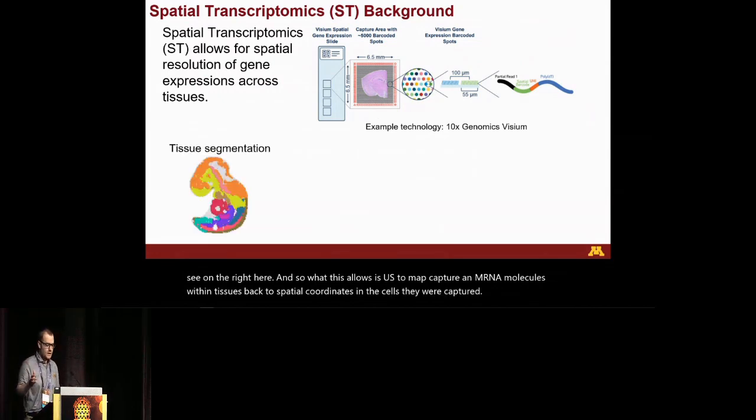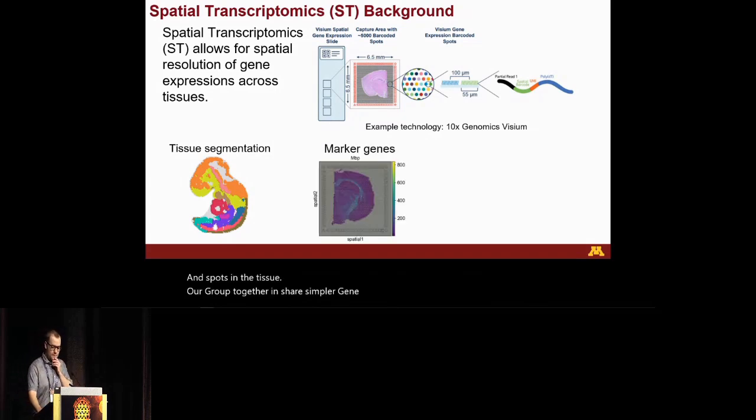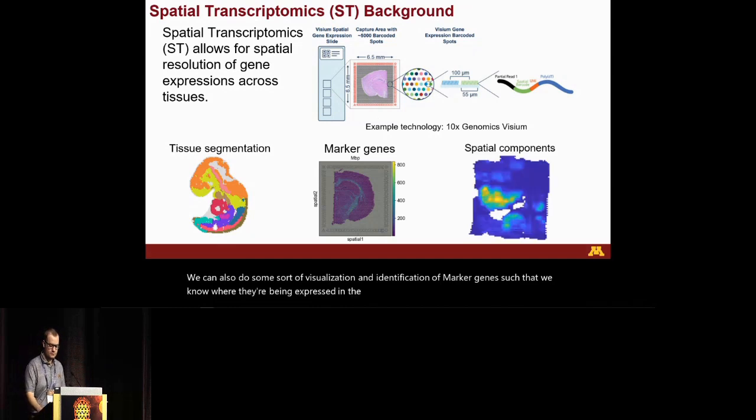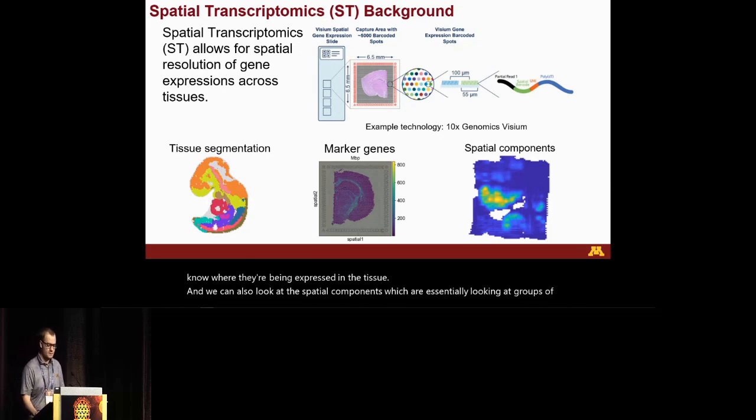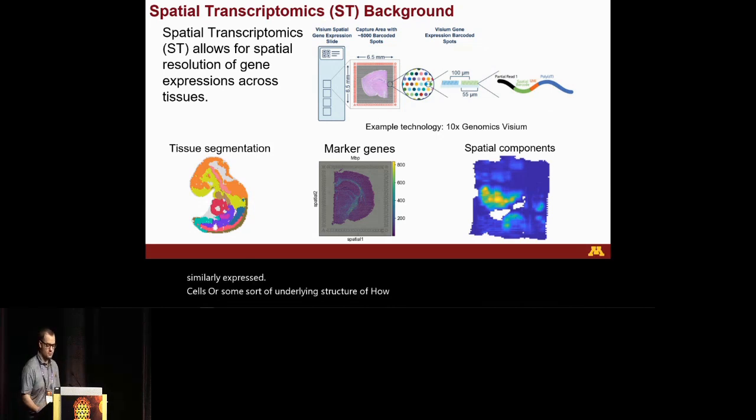Some of the reasons why these technologies are useful include tissue segmentation, where we can spatially visualize how cells and spots in the tissue are grouped together and share similar gene expressions. We can also visualize and identify marker genes, such that we know where they're being expressed in the tissue. And we can look at the spatial components, which are essentially groups of similarly expressed cells or some underlying structure of how genes are being expressed throughout our tissue.